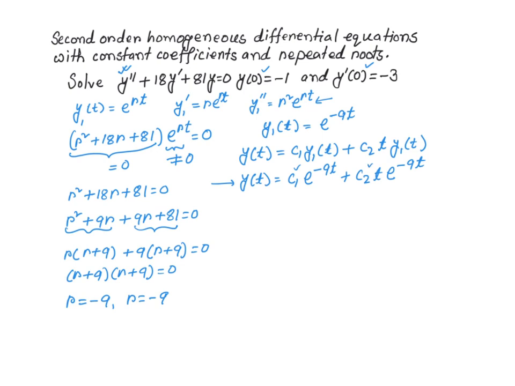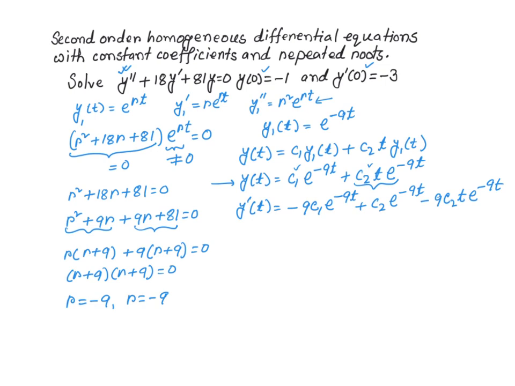It's very easy. Let's go ahead and find the derivative first so that we can do it all together. So y prime of t is going to be negative 9c1 e to the power negative 9t plus c2 times e to the power negative 9t minus 9c2 times t times e to the power negative 9t. By the way, when I took the derivative, I used the product rule for this expression, t times e to the power negative 9t.